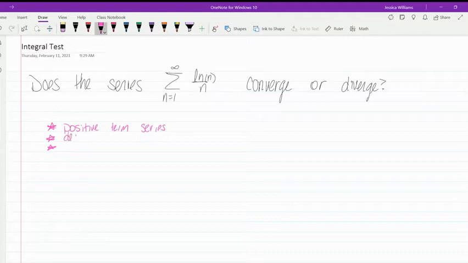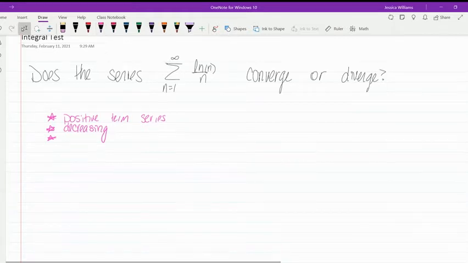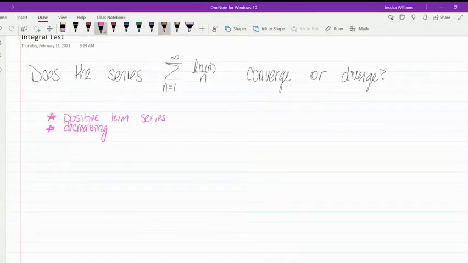Also, the terms in your series have to be decreasing, which you're already going to know because the first thing you're going to do is your nth term test where you take a limit real fast. You're going to get 0 and you're going to know nothing. So this is an assumed criteria. I don't know why I said 3. There are 2. Okay, so here's integral test.